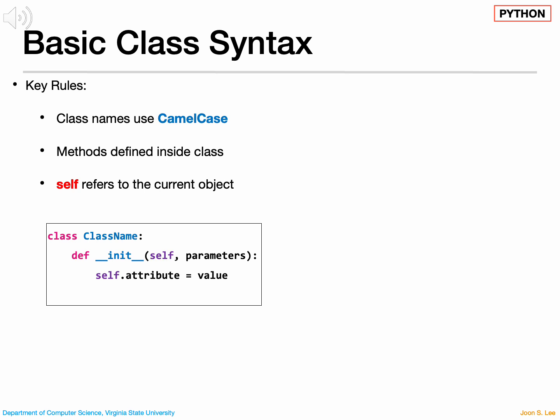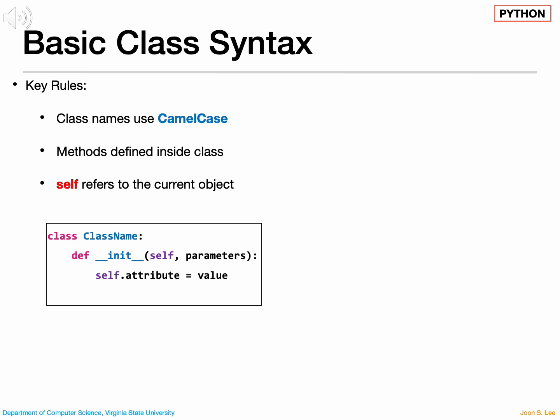Third, and most importantly, self refers to the current object. Anytime you want to store data inside an object or access that data later, you must use self. In the code example at the bottom, notice the overall structure. We start with class name. This defines the blueprint. Inside the class, we define the constructor using __init__. This method runs automatically when an object is created.